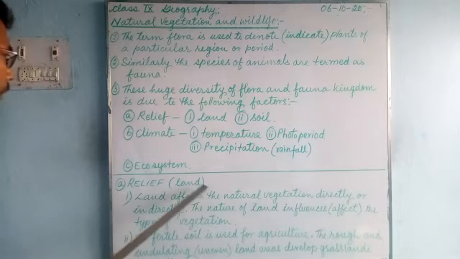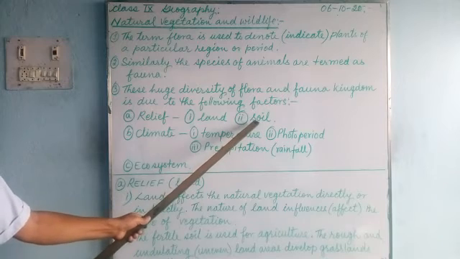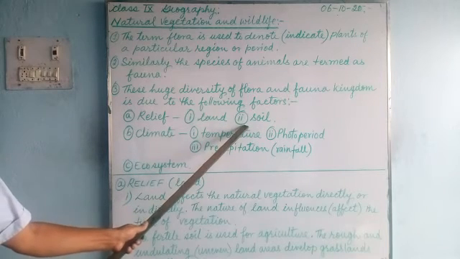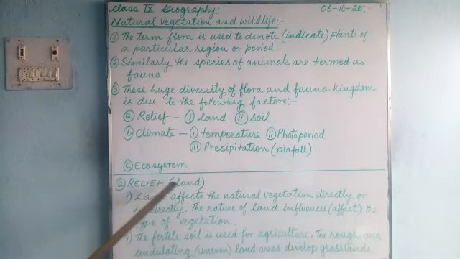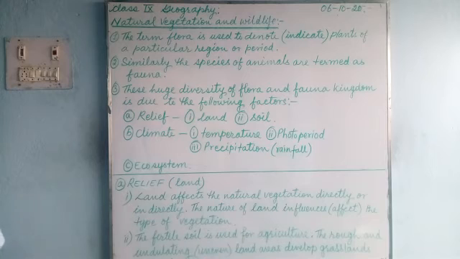So that was land. Now we'll talk about soil in our next class. We'll talk about relief, and second, soil. Here I'll write relief and I'll write soil. Then we'll talk about those four points one by one.